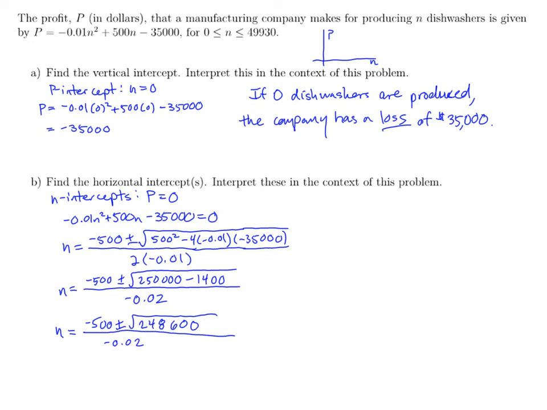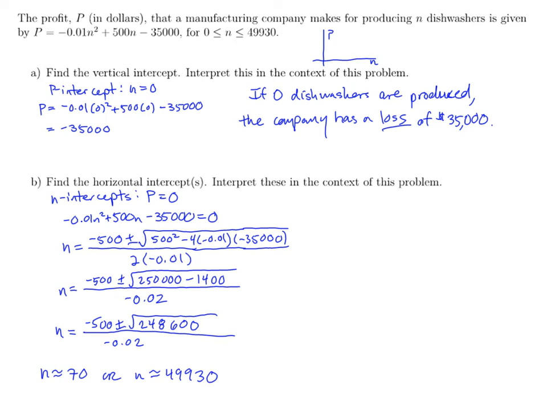When we enter each of these into a calculator and round them, we'll find that N is approximately 70, or N is approximately 49,930. So as we look at this, we found that N is approximately 70, or N is approximately 49,930 when P equals 0. So if we interpret this, it means that when 70 dishwashers are produced, the profit is 0. And it also means that when 49,930 dishwashers are produced, the profit is 0.